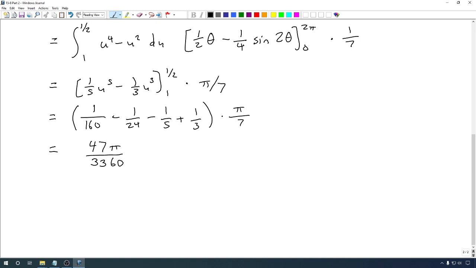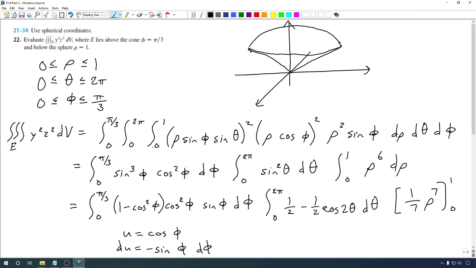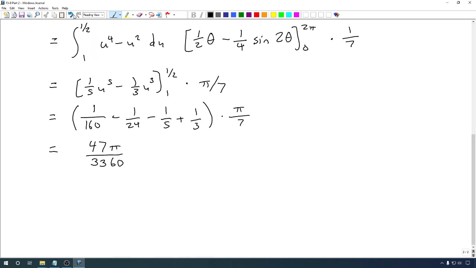We didn't have any roots in there, for one thing. If this had gone from 0 to pi over 6, we would have had a root 3 over 2, and then that root 3 would end up having root 3's in the formula. So maybe not as bad as it could have been, but still maybe not as nice as we would like it to be.